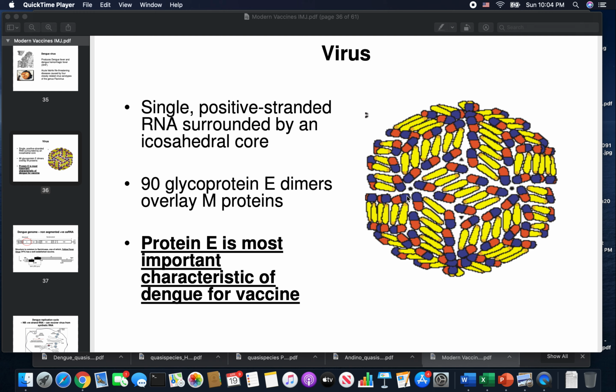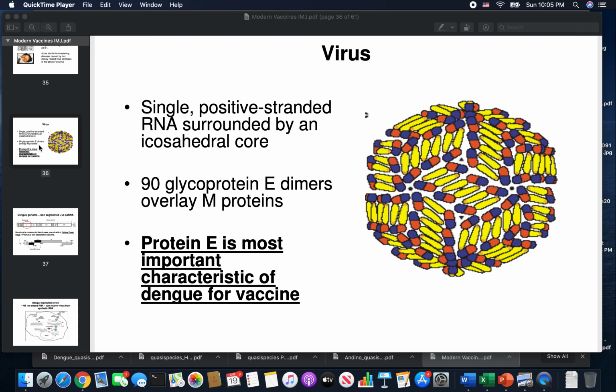And so this E protein is the protein on the outside that's doing all this. And the E protein is the most important characteristic of dengue for vaccine development, because this is the only part that your immune system is going to see. This is the only viral protein that's going to be on the outside of the virion in any substantial amount.